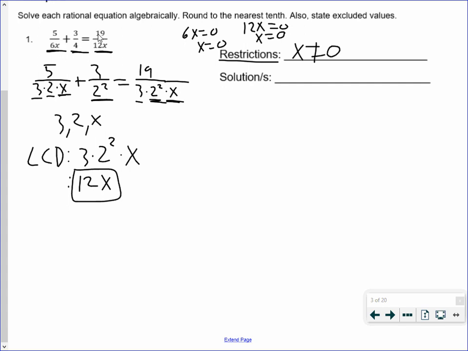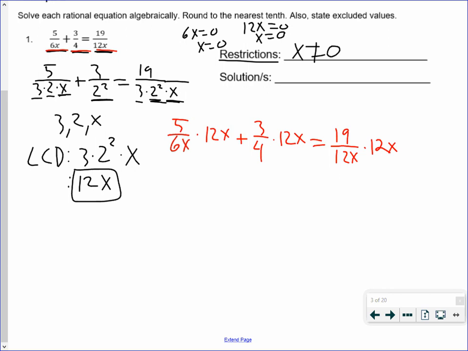So now that I figured out my LCD, we're going to take it and multiply it with each fraction. When I do that, I get 5 over 6x times 12x plus 3 over 4 times 12x, and that all equals 19 over 12x times 12x. So I multiply each fraction by 12x. And when I do that, I'm not changing the value of the whole equation, because I'm multiplying everything by the same value. So the value of the equation doesn't change, and what we're doing is perfectly okay.